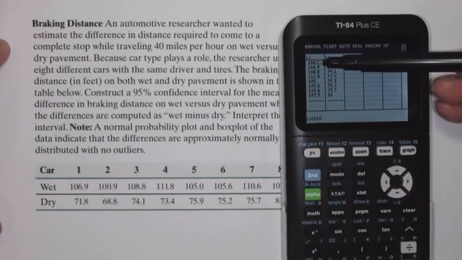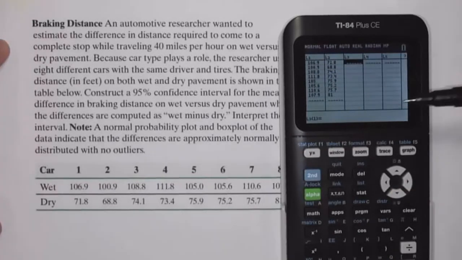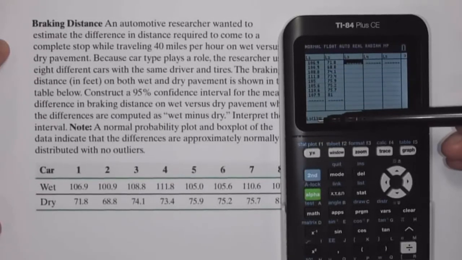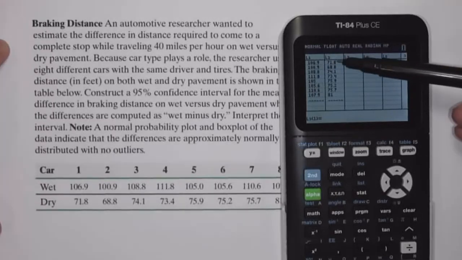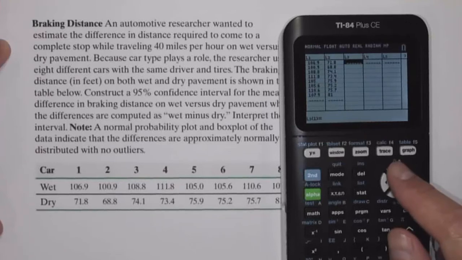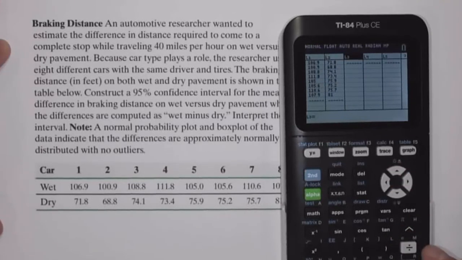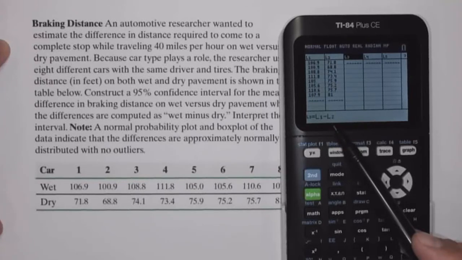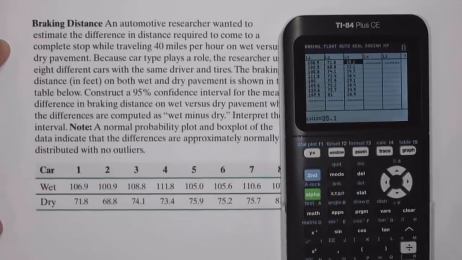So I have already entered the data into list 1 and list 2 in my calculator. In list 1 I have the wet braking distances, and in list 2 I have the dry braking distances. So if I go to list 3 and highlight L3, and take list 1 minus list 2, I get L1 from the second of my 1 button, L2 from the second of my 2 button, and when I hit enter, the calculator computes all of the differences, wet minus dry.